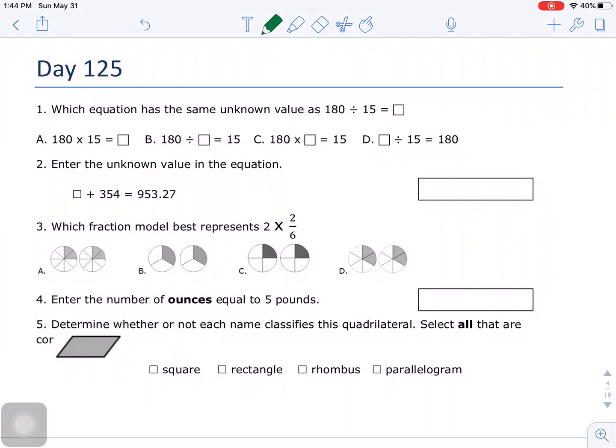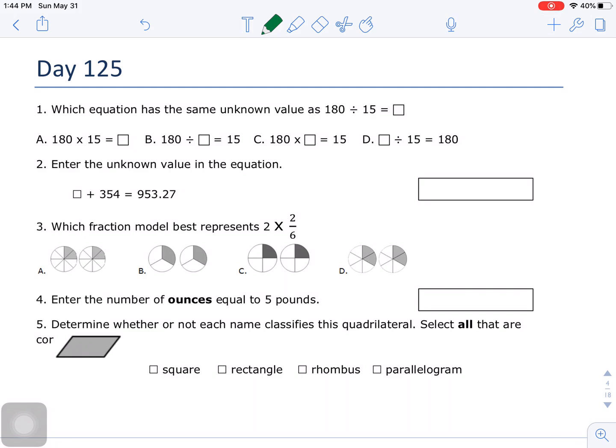Hey, fifth grade mathematicians. Today we're going to be doing entry task day 128. Problem number 1. Which equation has the same unknown value as 180 divided by 15?